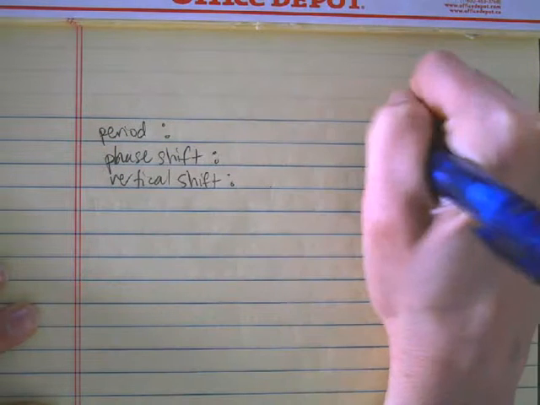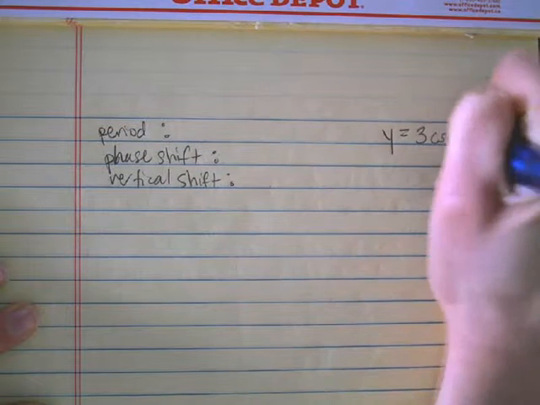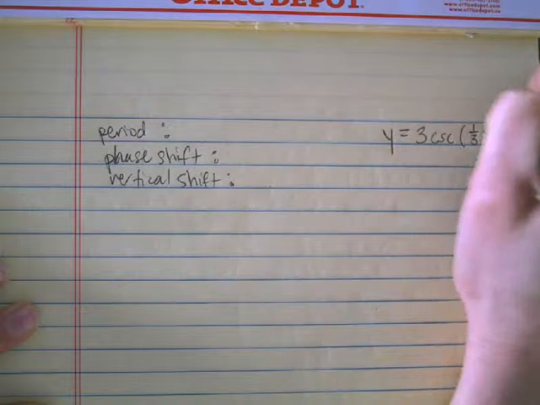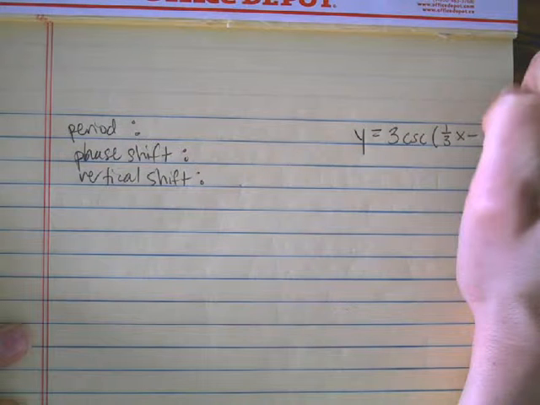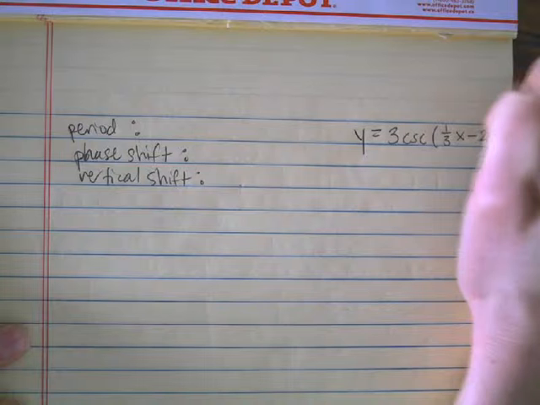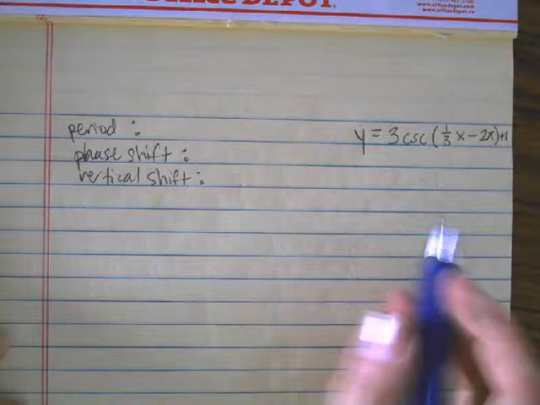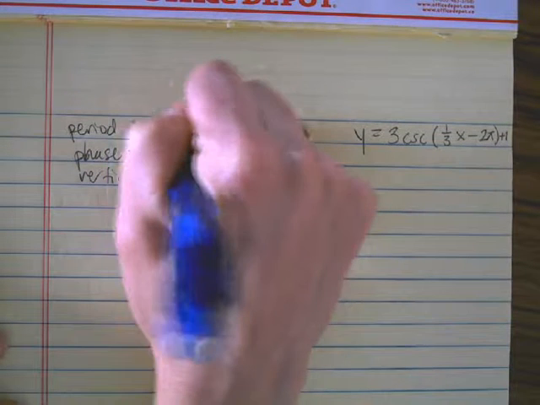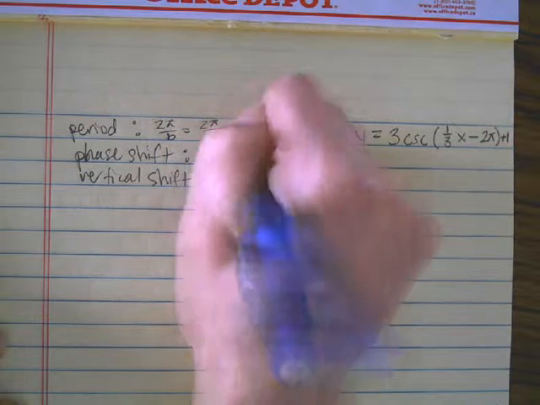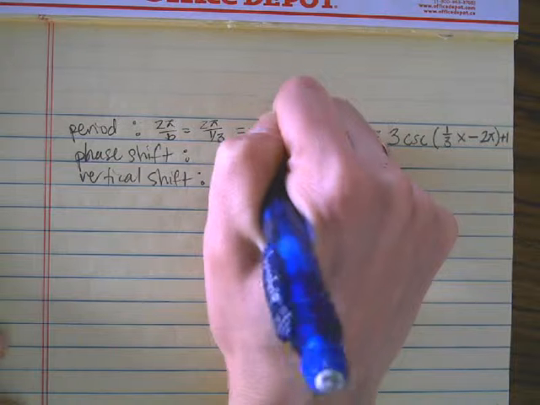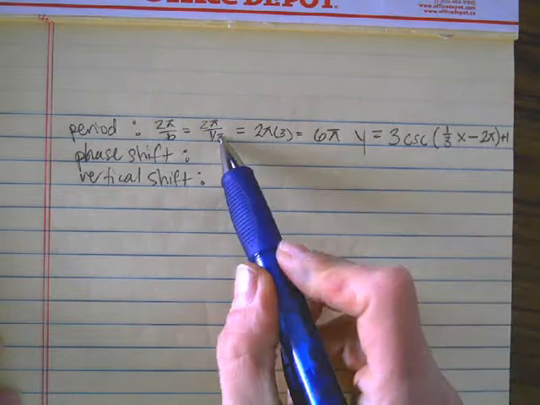And so it's y equals 3 cosecant 1/3 x minus, we'll say x minus 2 pi plus 1. So the period is 2 pi over b. In this case, that's 2 pi over 1/3. So that'd be 2 pi times 3. So 6 pi, because you multiply by the reciprocal of the bottom.